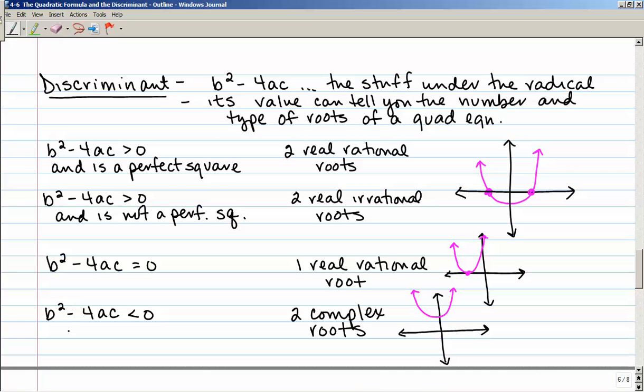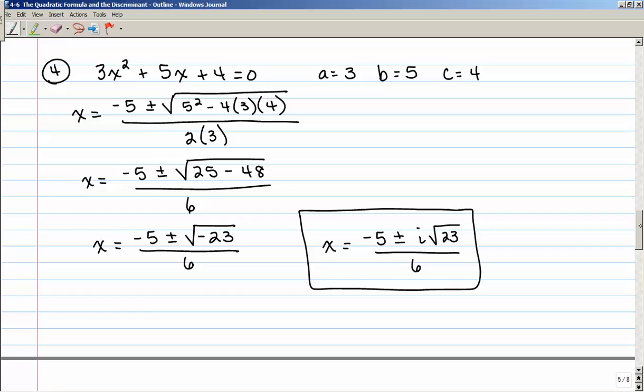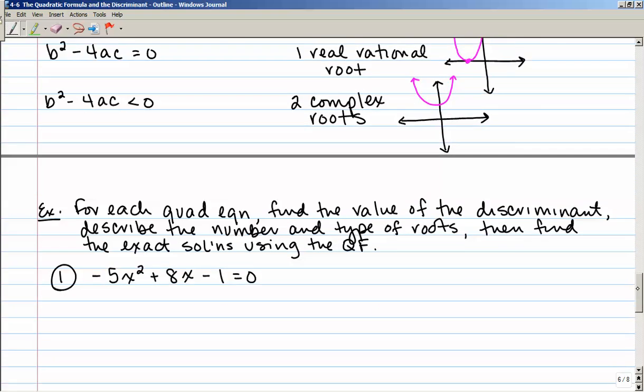And the last case, if b squared minus 4ac is less than 0, in other words, if the stuff under the radical is a negative number, I will have 2 complex roots. And the graph of that looks like this, or it could be going upside down, but it will never cross the x-axis. And that was my last example here, where b squared minus 4ac was equal to negative 23. So I have two complex roots.